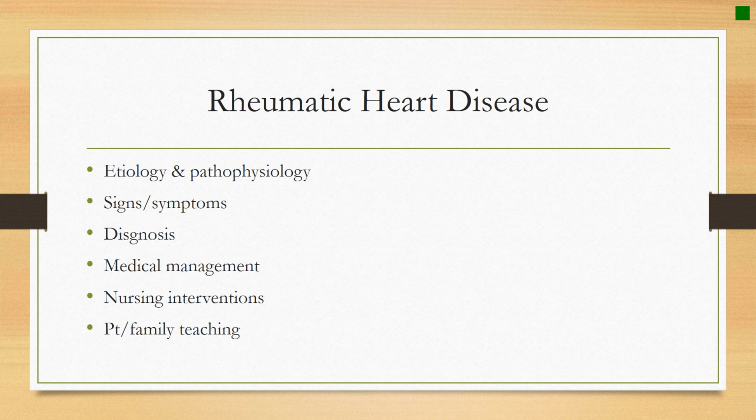Signs and symptoms include fever, tachycardia, epistaxis, joint pain or polyarthritis, erythema marginatum, which are red circles and wavy lines on the trunk of the body, and involuntary movement of muscles, which is Sydenham's chorea or St. Vitus dance. It's a disorder of the central nervous system. Heart murmur, especially if carditis is present and valves are affected.